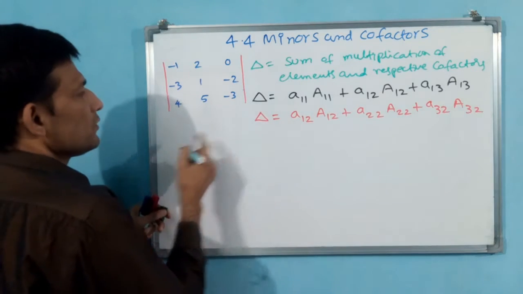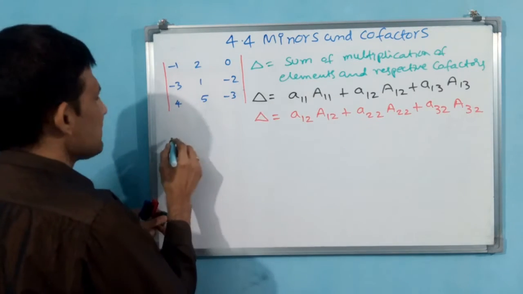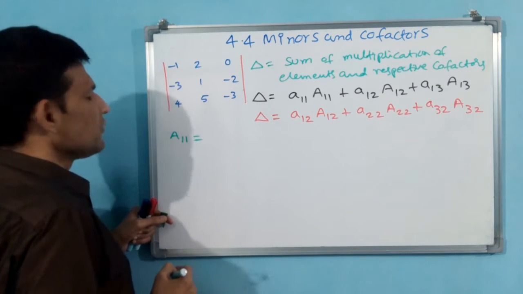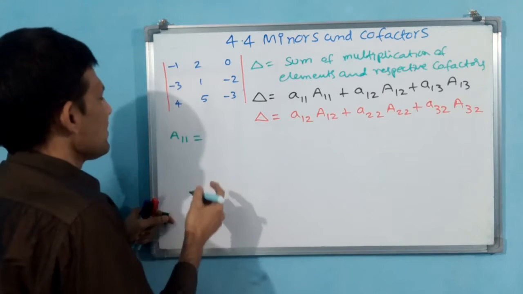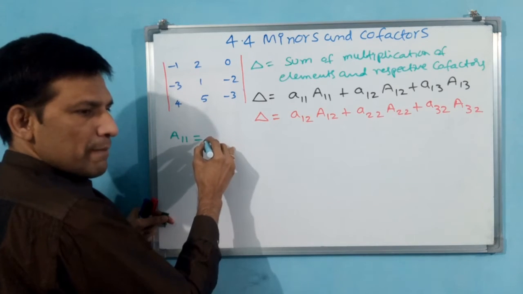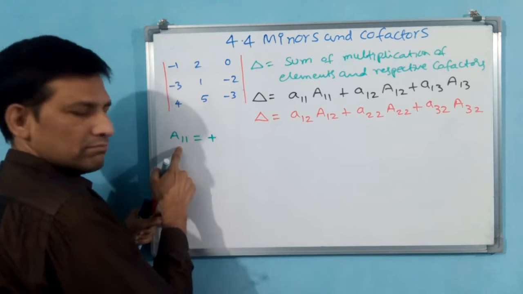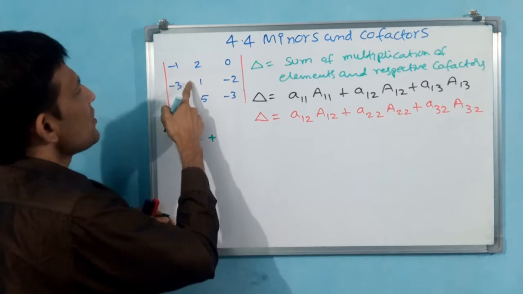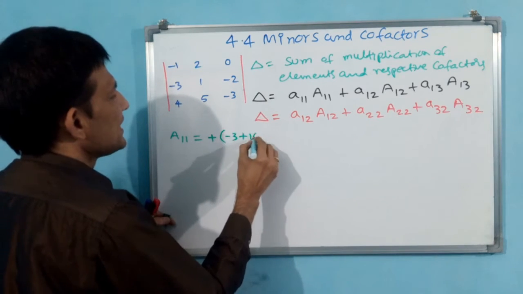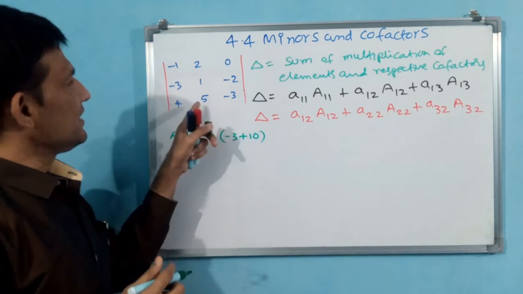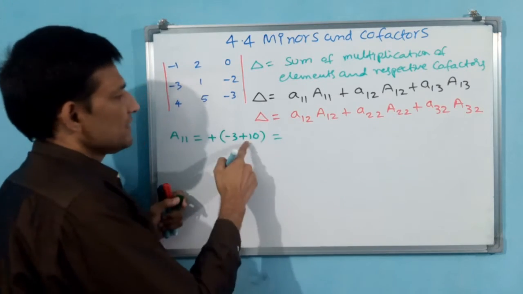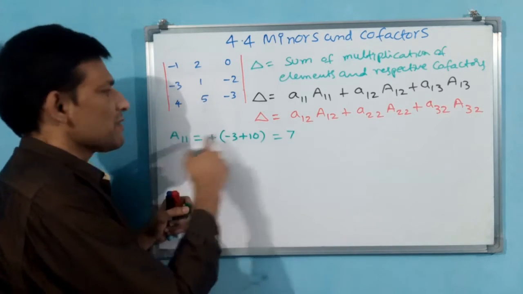Delta is equal to. First I am finding capital A11, that means cofactor 11. I am closing this row and column, and 11 means (-1) squared, that means positive will come. Positive of -3, minus of -10 is plus 10. Now 10 minus 3 is 7. A11 is 7.